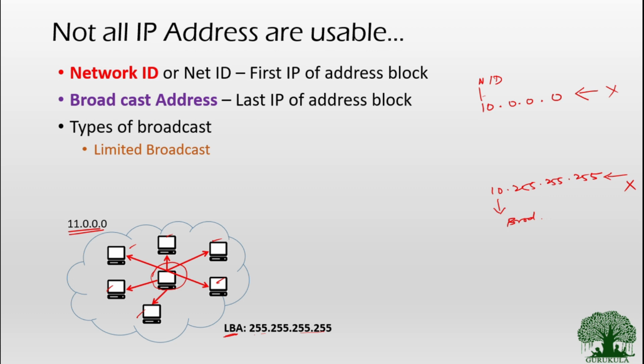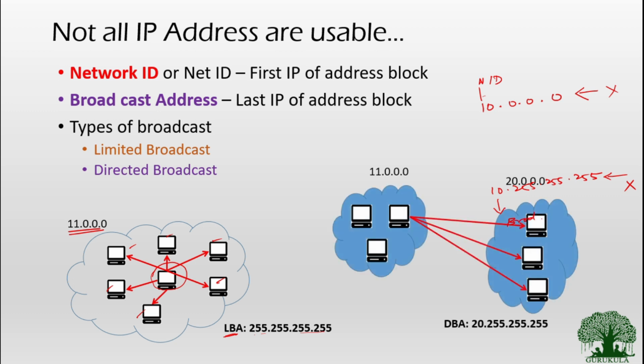The other type of broadcast that we have is directed broadcast. So what do you mean by directed broadcast? This is the scenario. Whenever I have a system that is located in 11.network, and this network wants to send its data to all the systems connected in 20.network. So when a system located in a different network wants to broadcast its frame in a different network, then in that case we call it a directed broadcast.